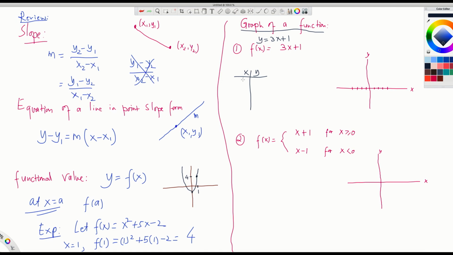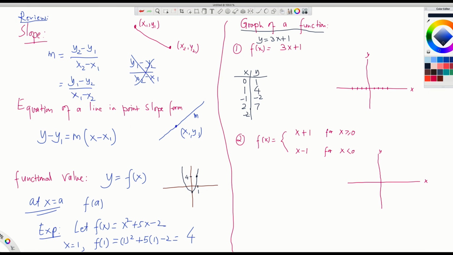Okay, so let me pick x equals 0. If I pick x equals 0, what do I get for y or f(x)? 3 times 0 plus 1 is just 1. You see that? If I pick x equals 1, what do I get? 3 times 1 is 3 plus 1 is 4. And if I pick x equals -1, what do I get? 3 times -1 is -3 plus 1 is -2. You see that? Let us pick x equals 2. What do you get? 3 times 2 is 6 plus 1 is 7. And how about x equals -2?